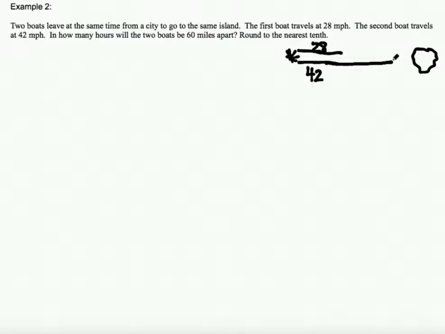So they want to know, hey, when are we going to be 60 miles apart? When are we going to be far enough ahead that we are actually 60 miles in front of the other boat? Okay, so let's figure out how we're going to set this up. Remember, in the last problem, the first thing you always want to do is decide what your variable is going to be. Okay, it says in how many hours? So they're asking us for time. So I'm going to use my variable as t again. I'm looking for a time.